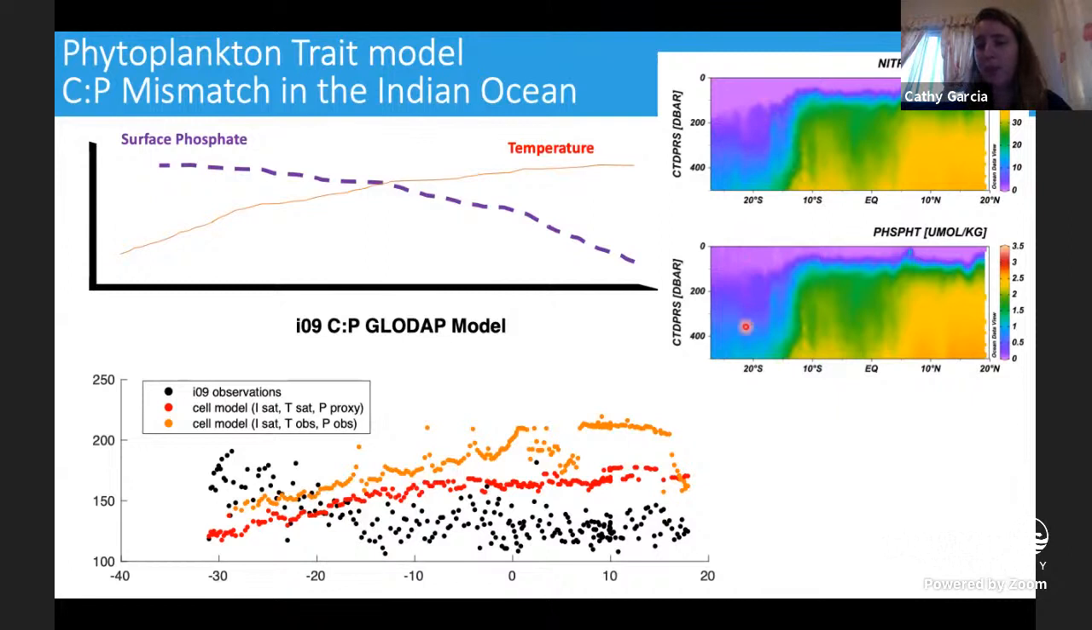Even though both of them show this deepening of the nutricline in the South Indian Ocean gyre, phosphate concentrations at the surface, where we're collecting these particulate organic matter observations, are higher in the Southern Indian Ocean subtropical gyre and decrease as you go into the Bay of Bengal. So we also have this effect where surface phosphate appears to be more limiting in the Bay of Bengal, driving a prediction of increased C to P. So we really have this question of which nutrient is limiting in the Southern Indian Ocean gyre, causing this increase in C to P ratio.